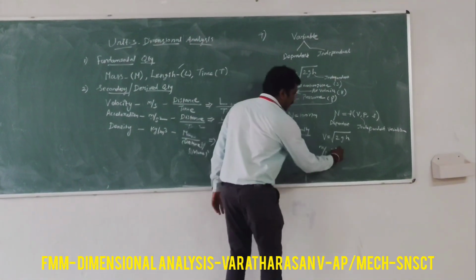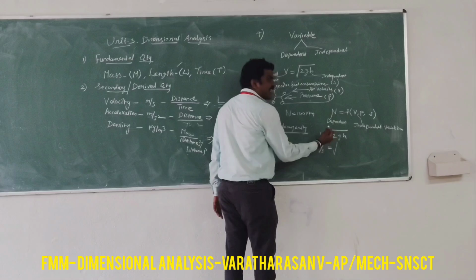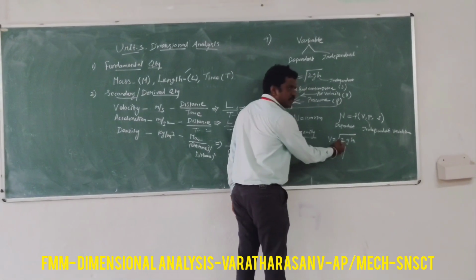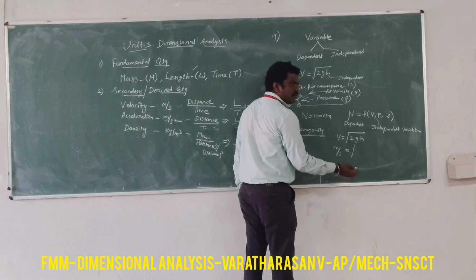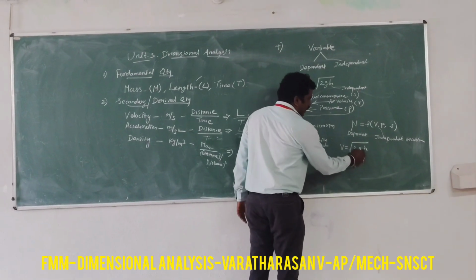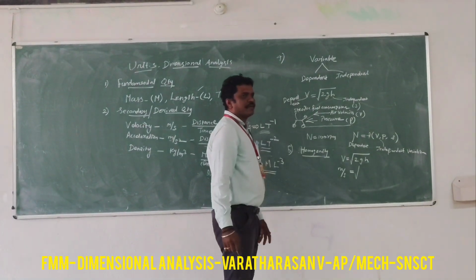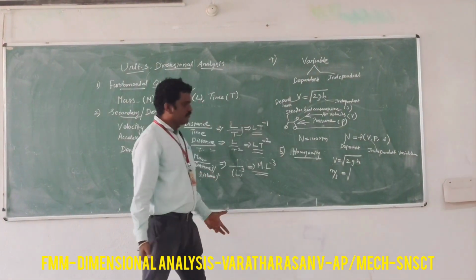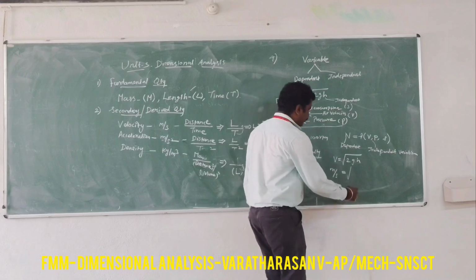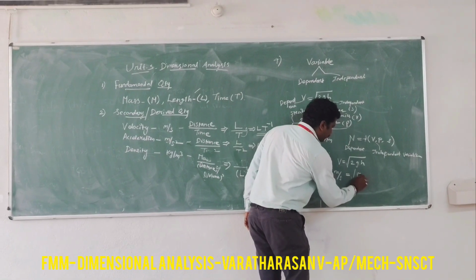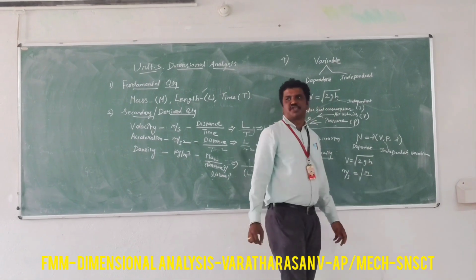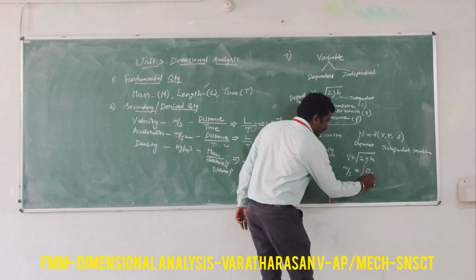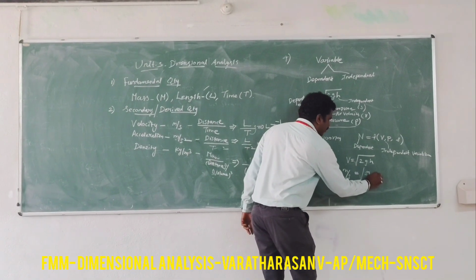Here we take a root, and 2 is a constant, so we don't need to consider this particular thing. The constant will be equal to 0, or 1. And g is nothing but the acceleration due to gravity. What is the acceleration unit? Here we already wrote it: meter per second square. Okay, meter per second square into h.